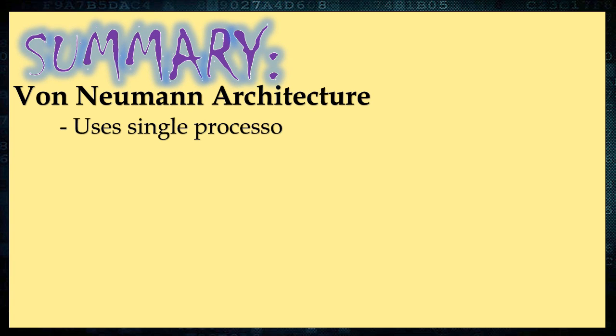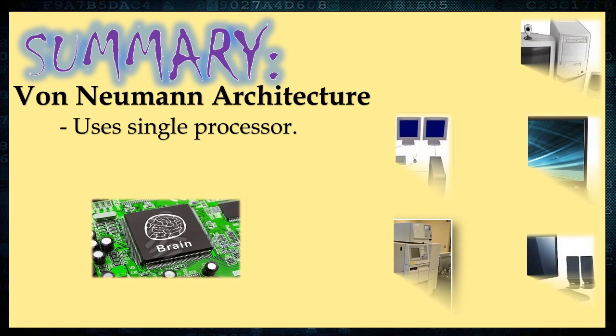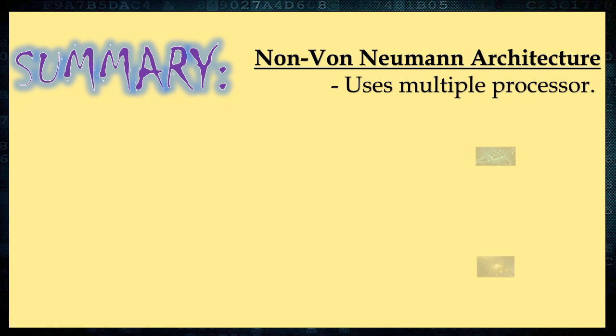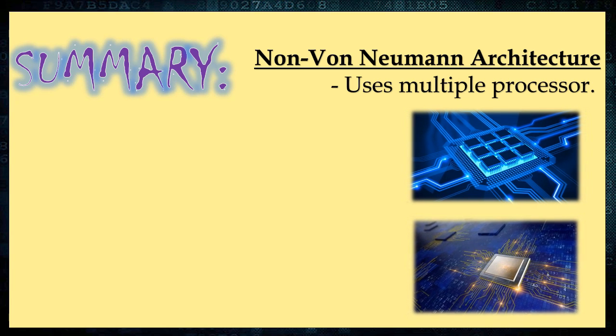Here is the summary. Von Neumann architecture uses a single processor, like laptops and personal computers. Non-von Neumann architecture uses multiple processors, like supercomputers.